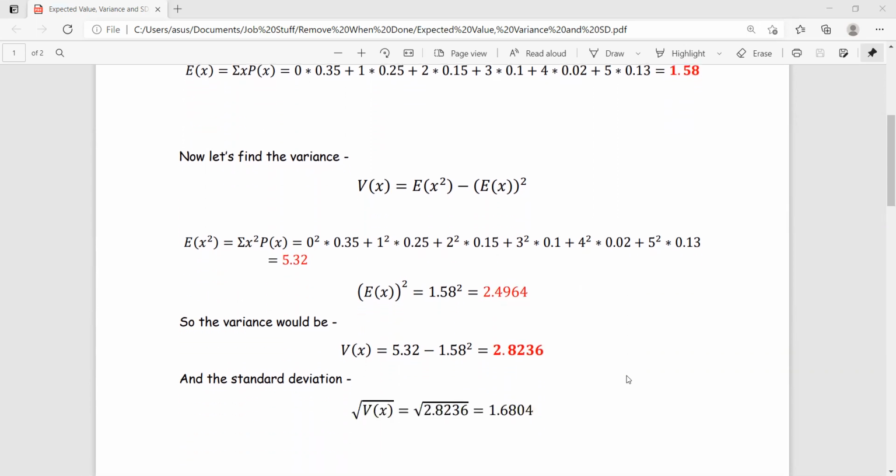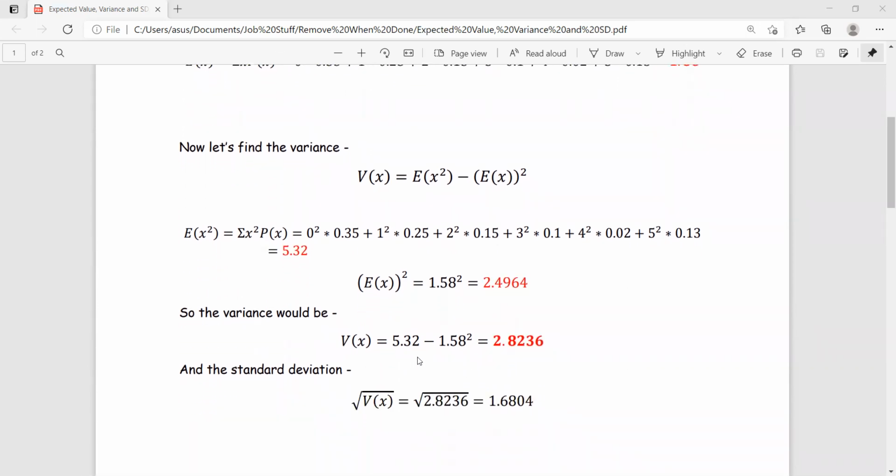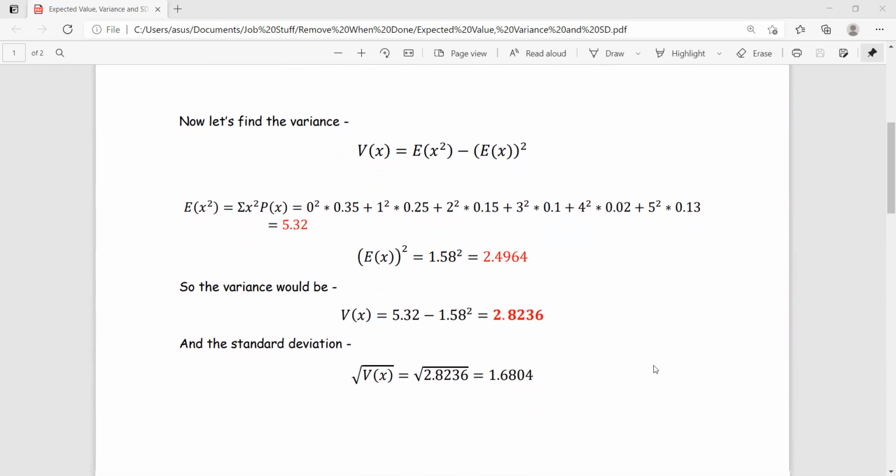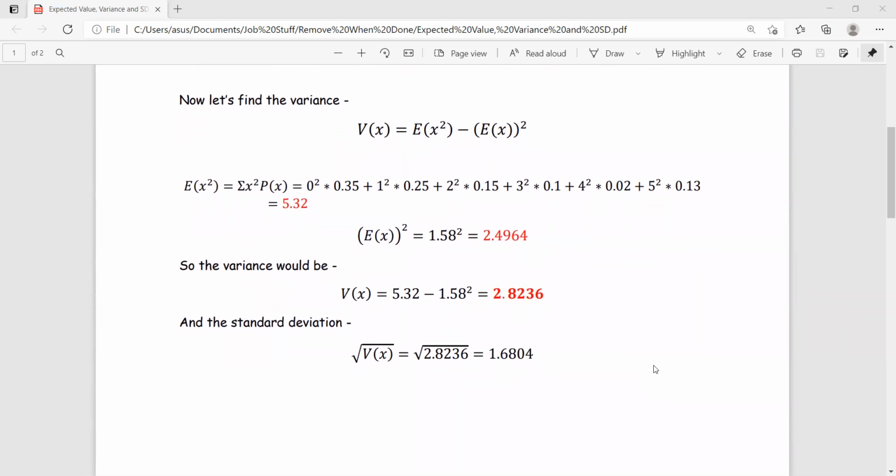Now the variance would actually be 5.32 minus 1.58 squared, which is 2.8236. And the standard deviation would actually be the square root of this variance, which is 1.6804.